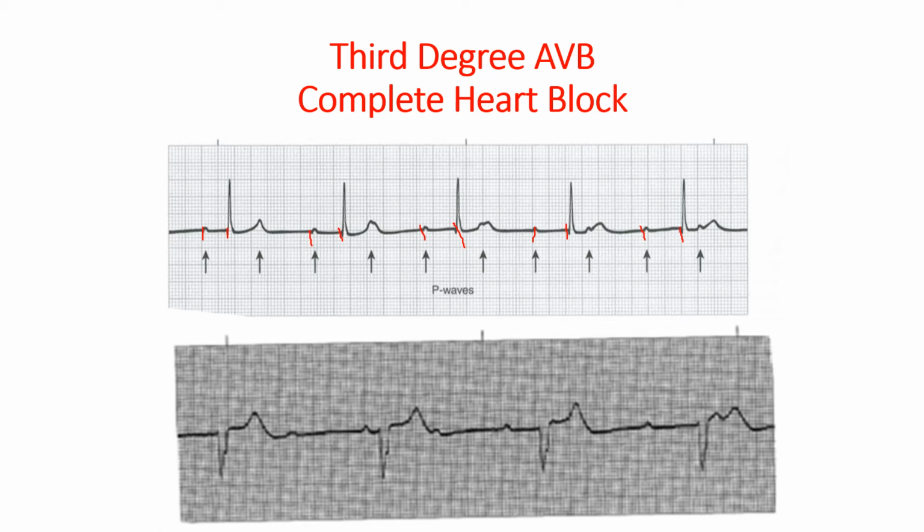In second degree type 1, you are dropping beats, which makes them have an irregular R to R. And in this one, you have your P waves that are just marching along. Your PRIs are varying all over the place or not constant. So there's no relation between the P's and the R's. So there is no correlation. And again, you may have a narrow QRS or you may have a wide, depending on which backup pacemaker kicks in, whether it's your junctional or your ventricular.